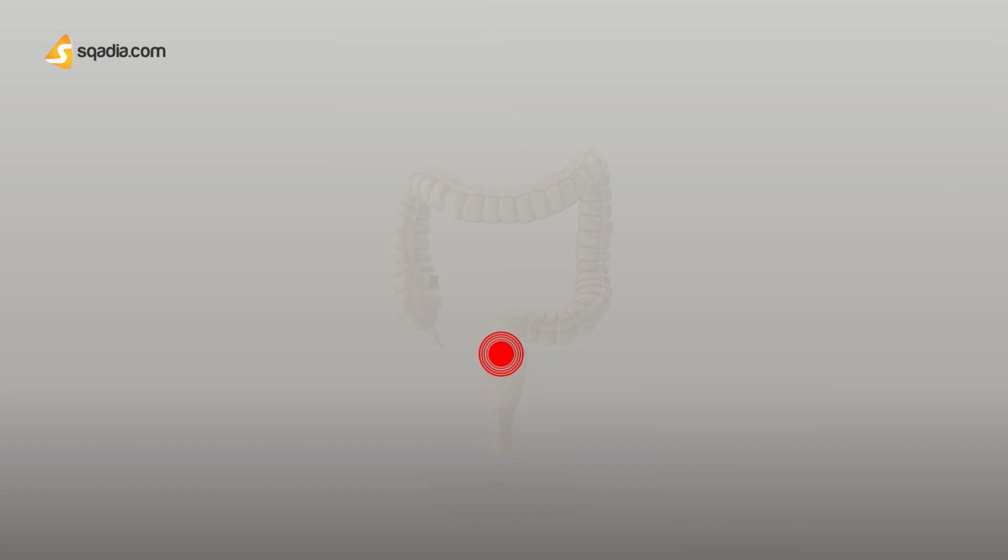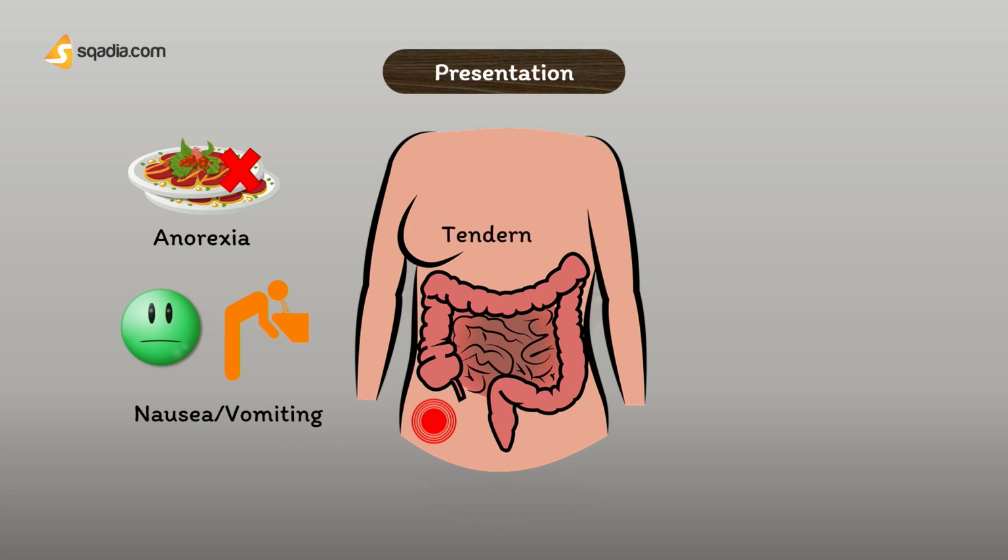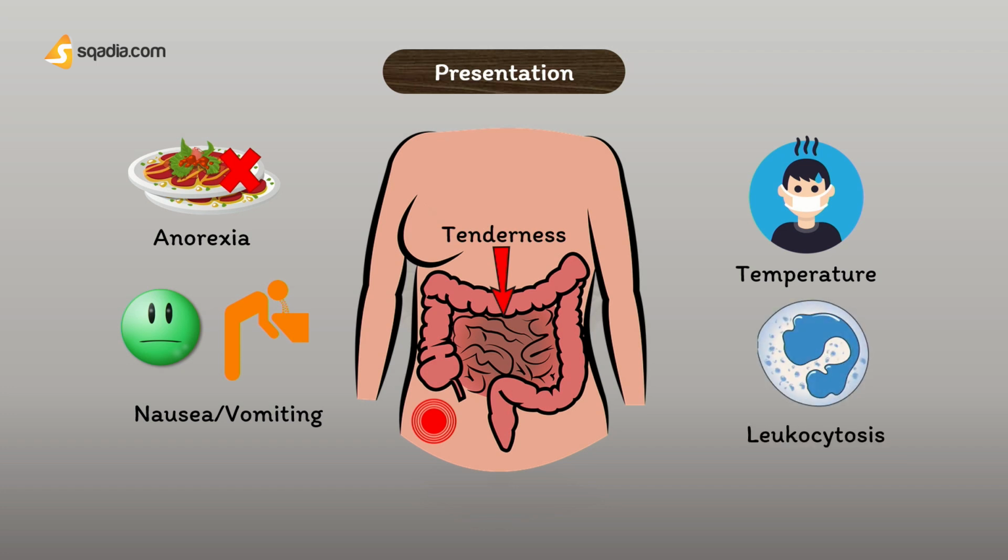Now, the lecture for acute appendicitis is available on the website, so I won't delve into the details of that too much, but the general presentation is migratory abdominal pain that starts in the umbilicus and goes to the right iliac fossa, and it's associated with anorexia, nausea, vomiting, tenderness, rebound tenderness, elevated temperature, and leukocytosis.